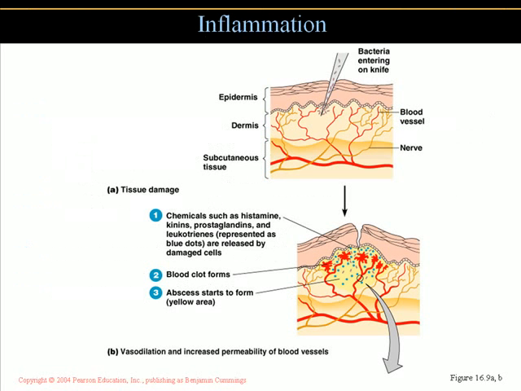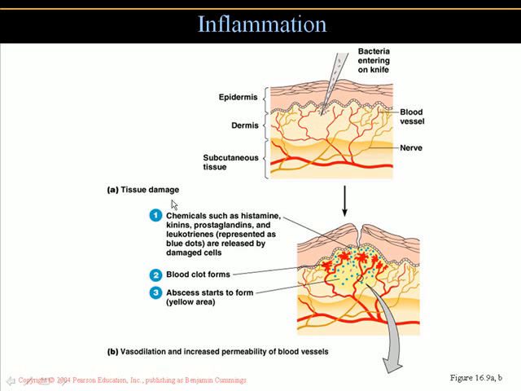This is the inflammatory response, and again, you should be familiar with these components. Again, you see damage. Bacteria enters into the tissue, getting beyond the initial protective layer of the skin. The example used is a knife penetrating the skin, basically injecting bacteria under the epidermis, and the bacteria will start to proliferate.